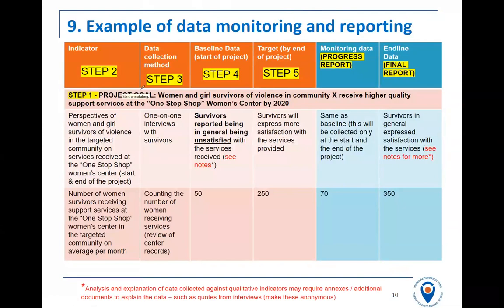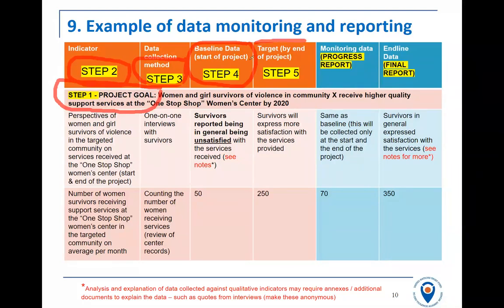Step 1 is here where you are currently drafting your project goals and checking your results frameworks. Perhaps you've come up with a goal such as women and girl survivors of violence in the community receive higher quality support services. So you've had your clear results chain. The next step is to draft indicators, which this session is about. And then once you've devised what you want to measure, you can set your data collection method. Once you have your method of data collection, you will collect the baseline data.